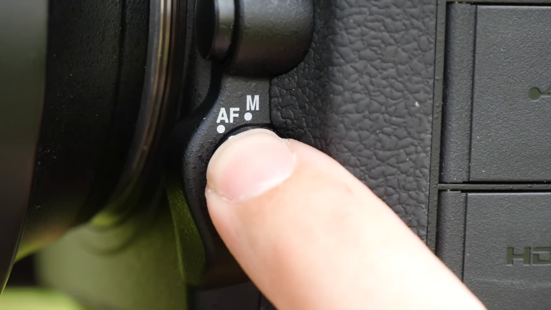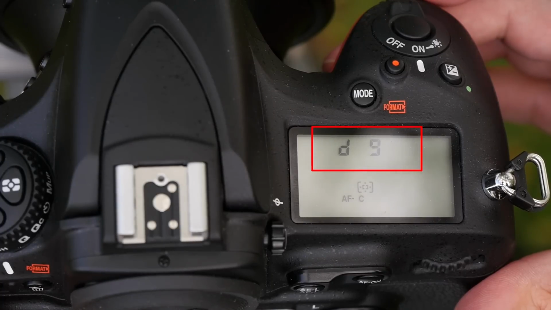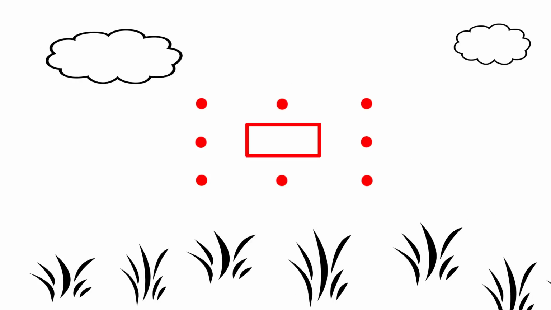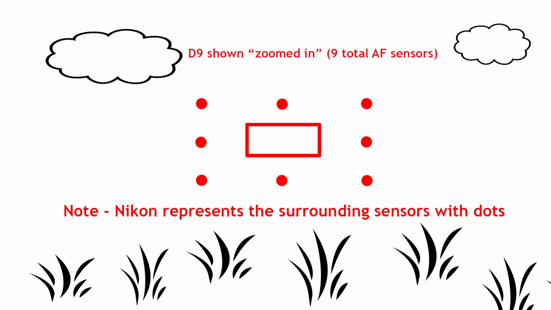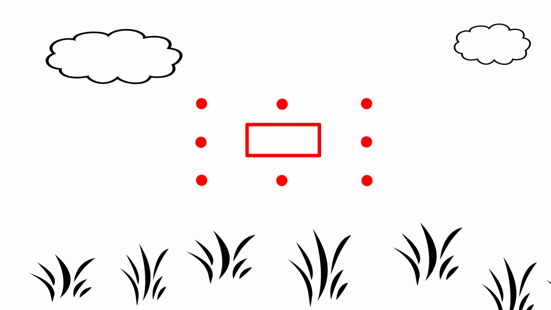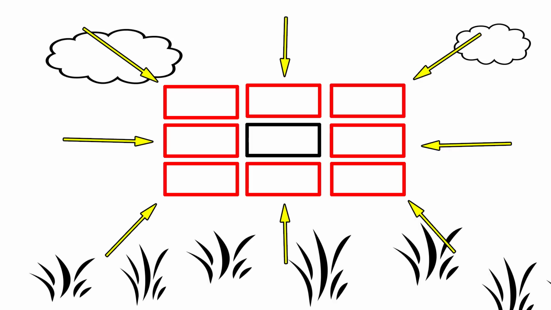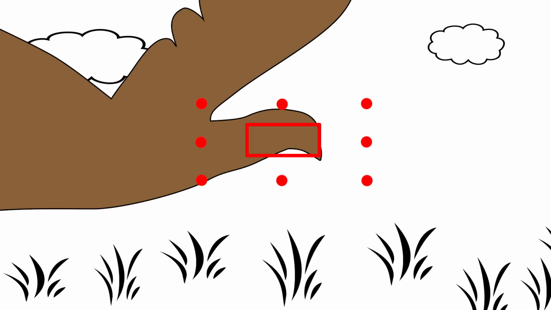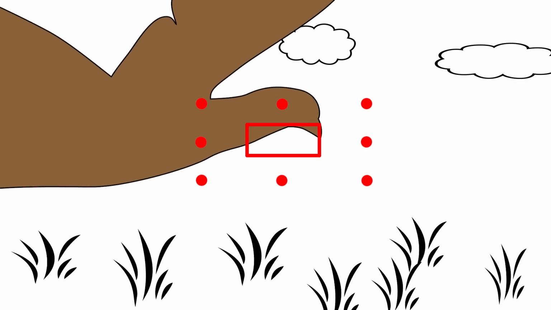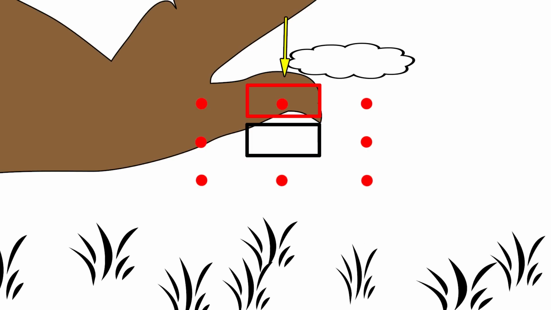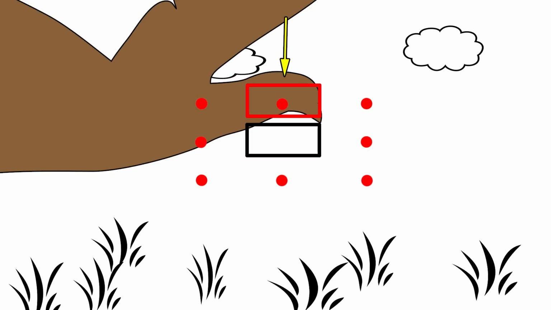Now, how do you know when to switch from single point to dynamic 9, 21, or even 51? First, you need to understand how dynamic AF works. The idea is this. When your main AF point loses a lock, the camera will attempt to regain focus by switching to one of the surrounding AF points. However, it always gives top priority to the main AF sensor, only switching to the others when that sensor can't get a lock. However, as the number of those points increase, so do the chances one of them will not be in an ideal location for your point of focus.